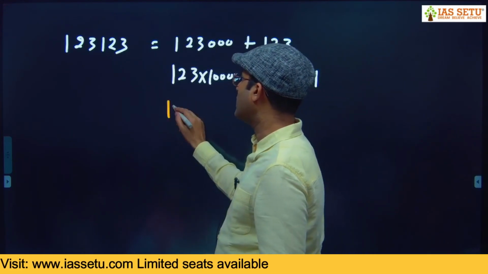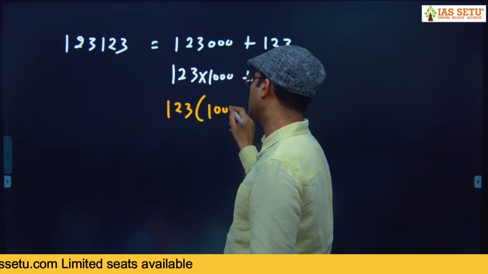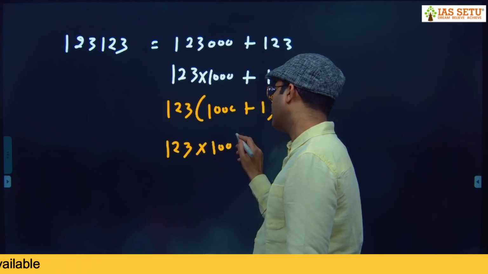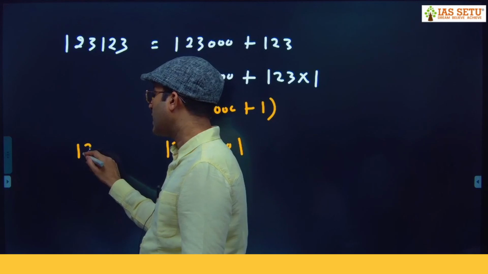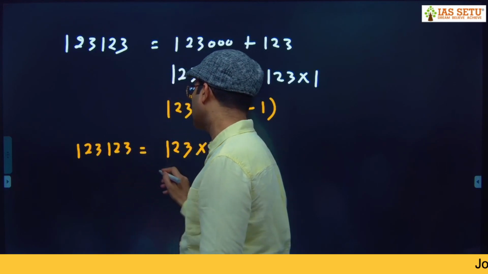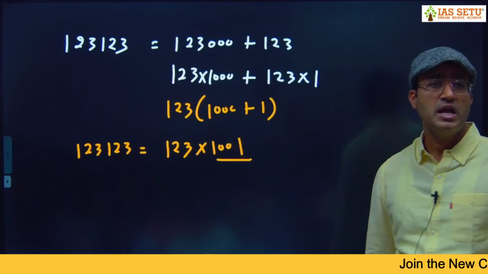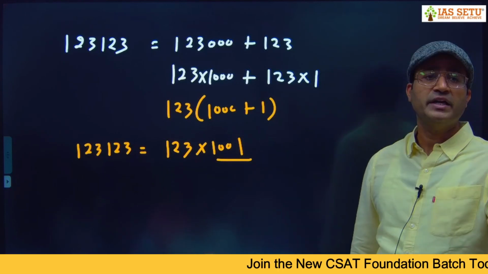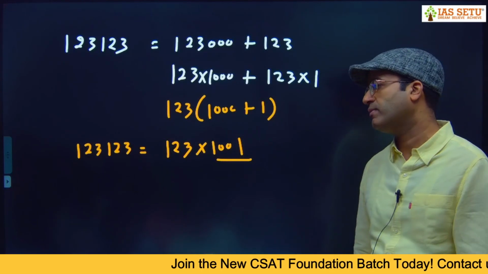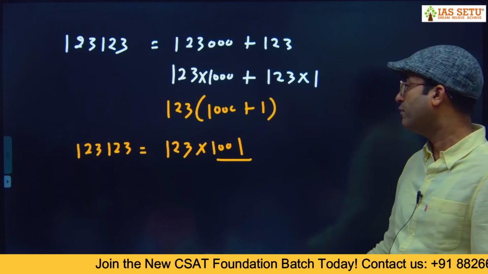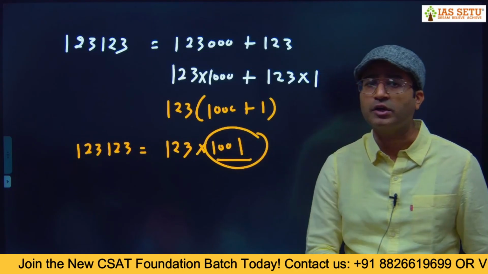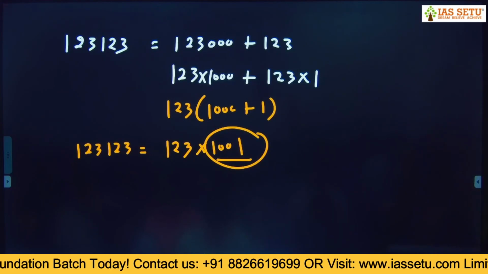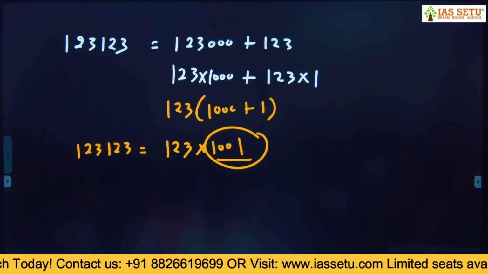Now here, 123 is common: 123 into 1000 plus 123 into 1. So it is 123 into 1001. So can I say 123123 is a multiple of 1001? And since it is a multiple of 1001, it is divisible by 7, it is divisible by 11, it is divisible by 13. Any number which is a multiple of 1001, you can give a guarantee it is divisible by 7, 11, 13. Online student, any 6-digit number?